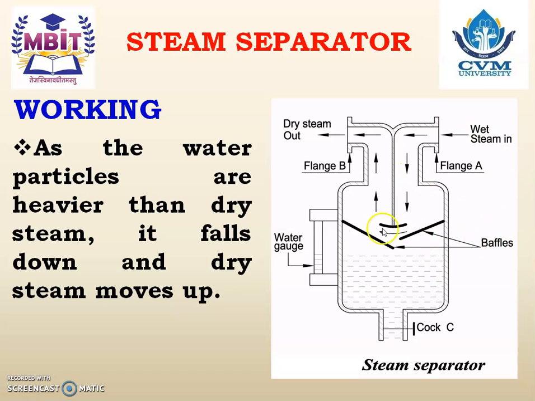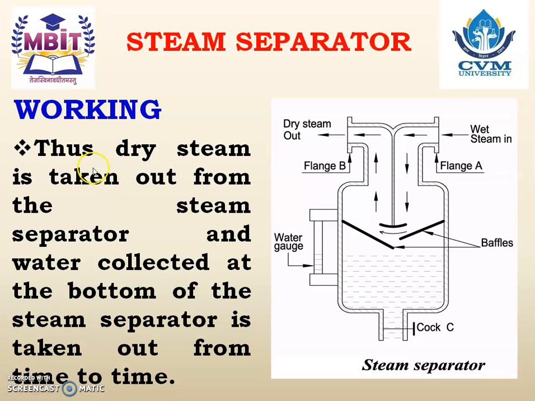So due to the change in direction and the movement is upward, the heavier water particle cannot move up, and the water particles are collected at the bottom, and the dry steam moves up. Thus the dry steam is taken out from the steam separator from top, and water collected at the bottom of the steam separator is taken out time to time. And thus we are getting the dry steam for the working of steam turbine or for any other application.